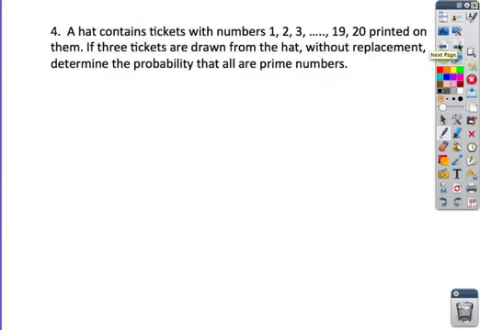Next problem. A hat contains tickets with the numbers 1, 2, 3 up to 20 printed on them. If 3 tickets are drawn from the hat without replacement, determine the probability that all are prime numbers. Let's first identify the prime numbers in this problem. The primes are 2, 1 is not prime, 3, 5, 7, 11, 13, 17, and 19. As you can see, there's a total of 8.